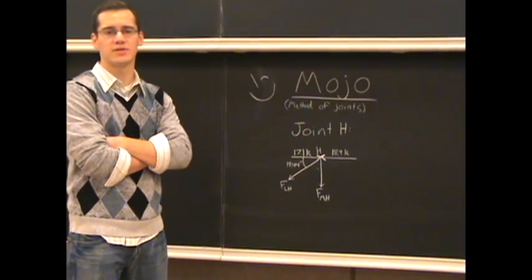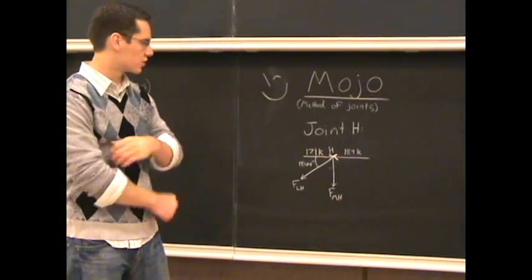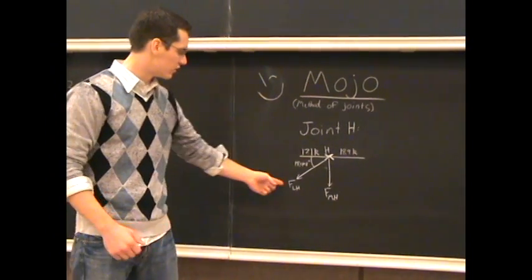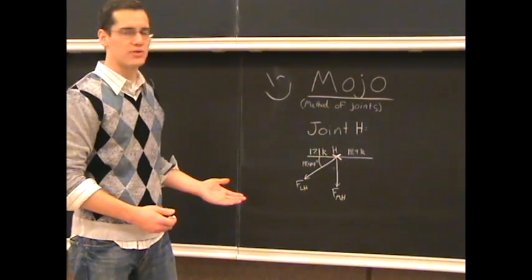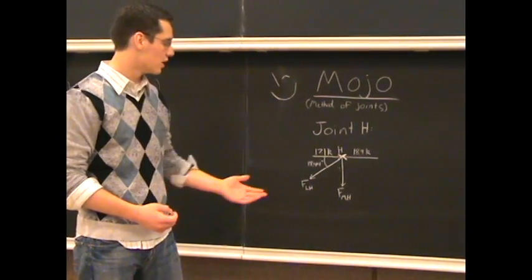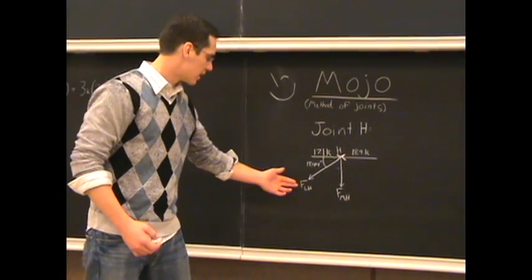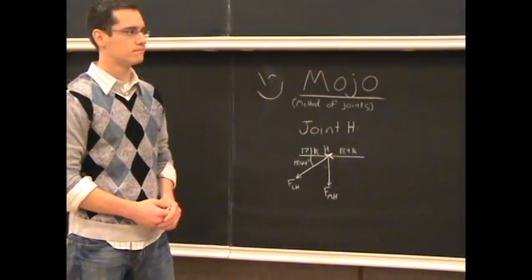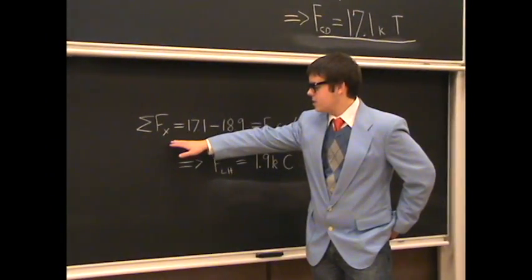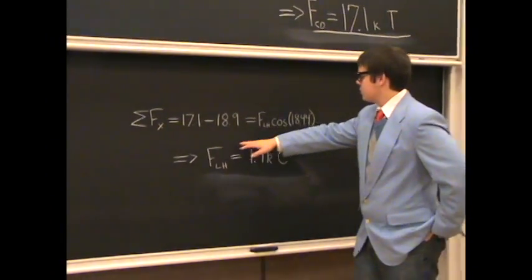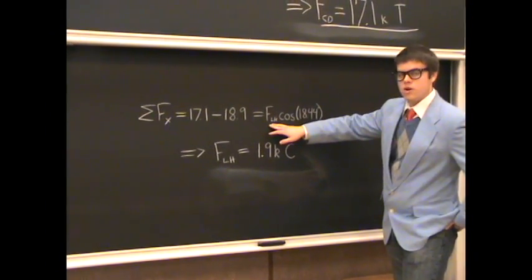Mojo, or the method of joints, is another means of analyzing truss structure. Looking at joint H, we have two unknowns here in FMH and FLH. However, if we look at the summation of the forces in the x direction, we can get rid of this force and only look at this one. As Stephen just said, we're taking the summation of the forces in the x direction so that we only have force LH as our unknown.